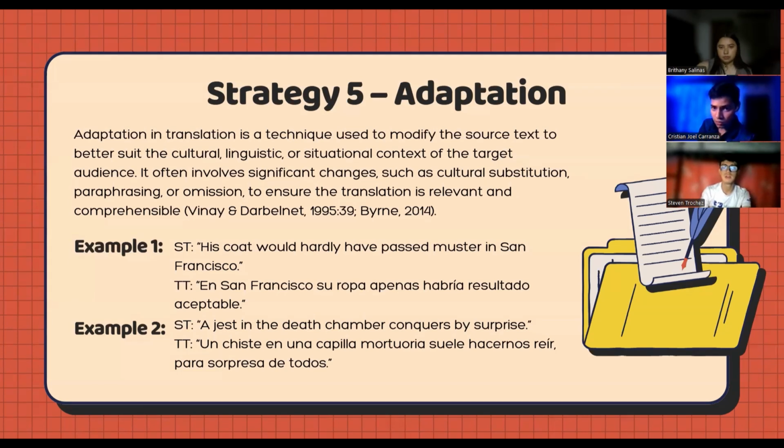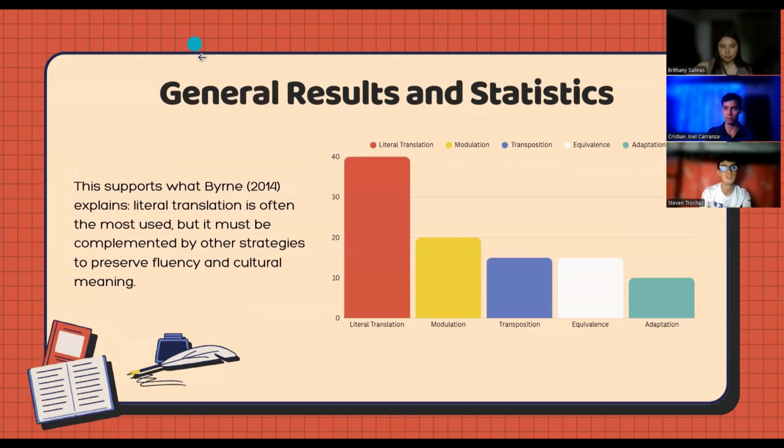Now in example number 2, in the source text, we have, a jest in the death chamber conquers by surprise. And in the target text, we have, un chiste en una capilla mortuoria suele hacernos reír para sorpresa de todos. Here, the translator softens and extends the sentence to adapt the cultural concept of dark humor for a Spanish-speaking audience. As Byrne explains, adaptation can involve paraphrasing or substitution to maintain the message. Now let's move on to the general results and statistics of this research project.